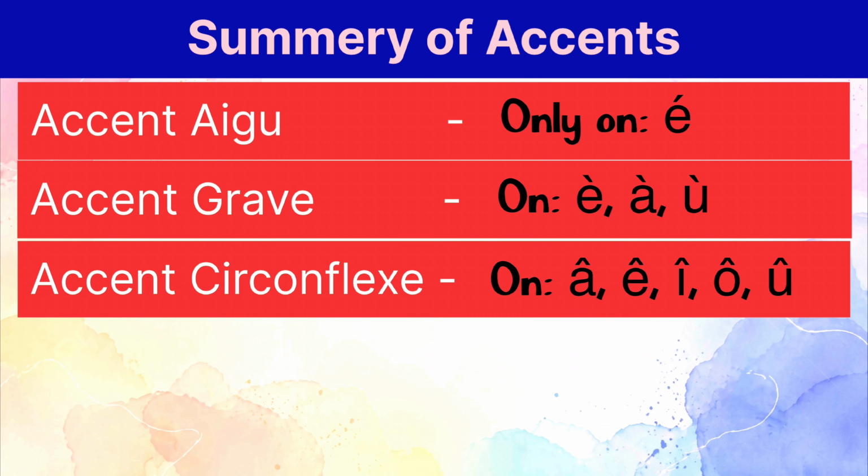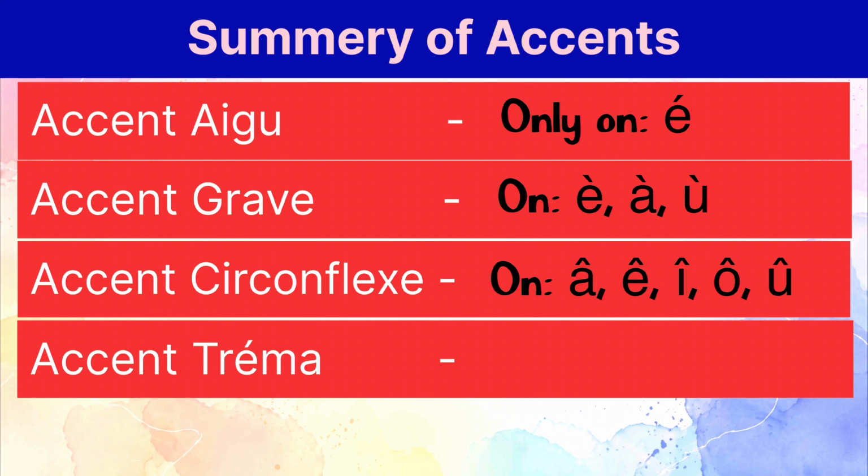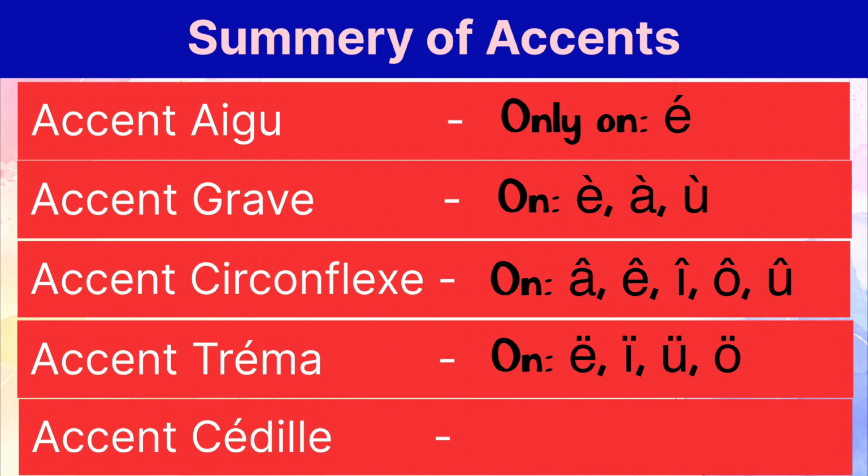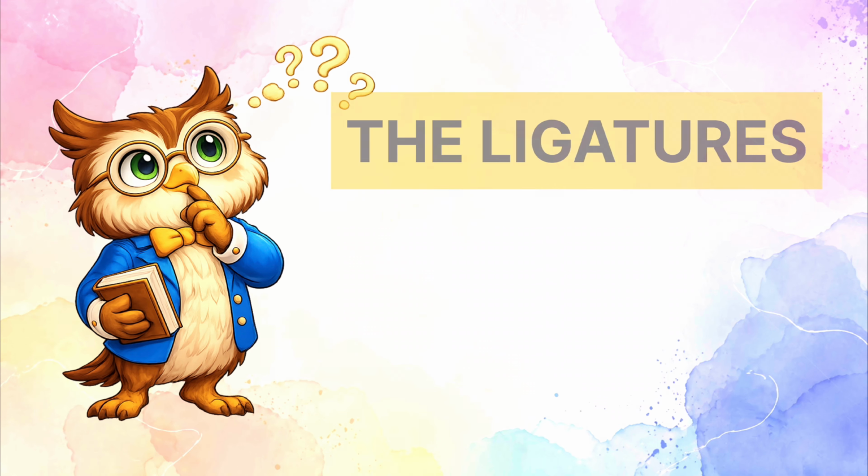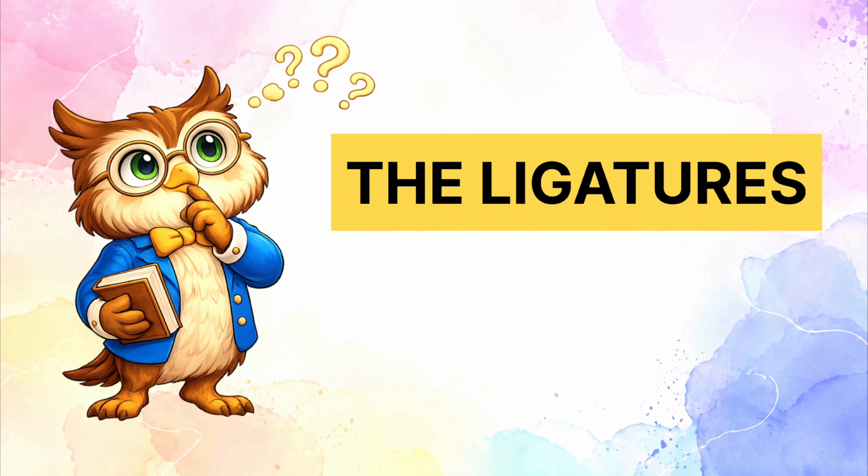E, I, O, U. The next one is the accent tréma, and it appears on E, I, U. The last one is the accent cédille, and it appears only on C cédille. Now we will move on to the second part of the lesson, the ligatures.